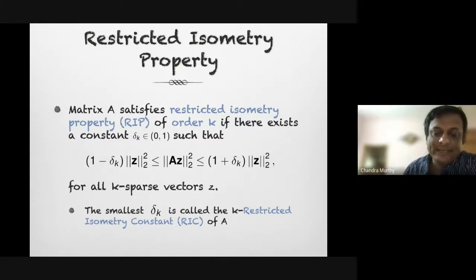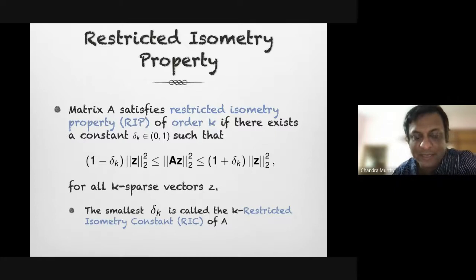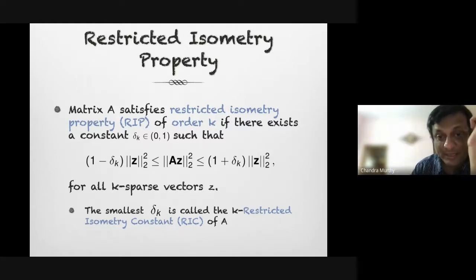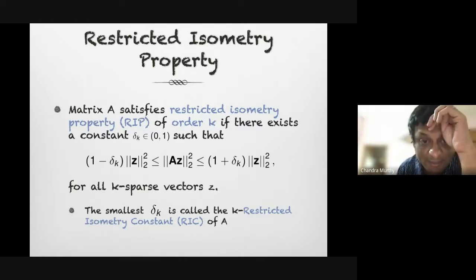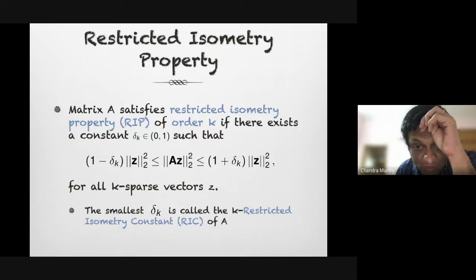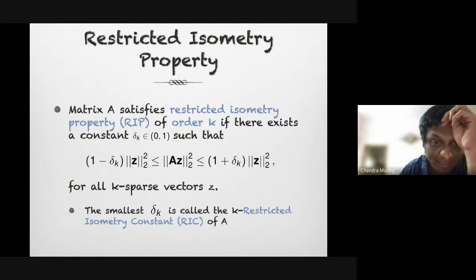Well, one thing is that delta_k being negative doesn't make sense here at all, because we are saying (1 - delta_k) times the L2 norm of z squared is less than or equal to the norm of Az squared, less than or equal to (1 + delta_k) times the L2 norm of z squared. The direction of the inequalities, the first and last inequalities, will not hold if delta_k is negative, right? Because (1 - delta_k) times the L2 norm of z squared will not be less than or equal to (1 + delta_k) times the L2 norm of z squared if delta_k is negative. So the negative numbers can be thrown away directly like that.